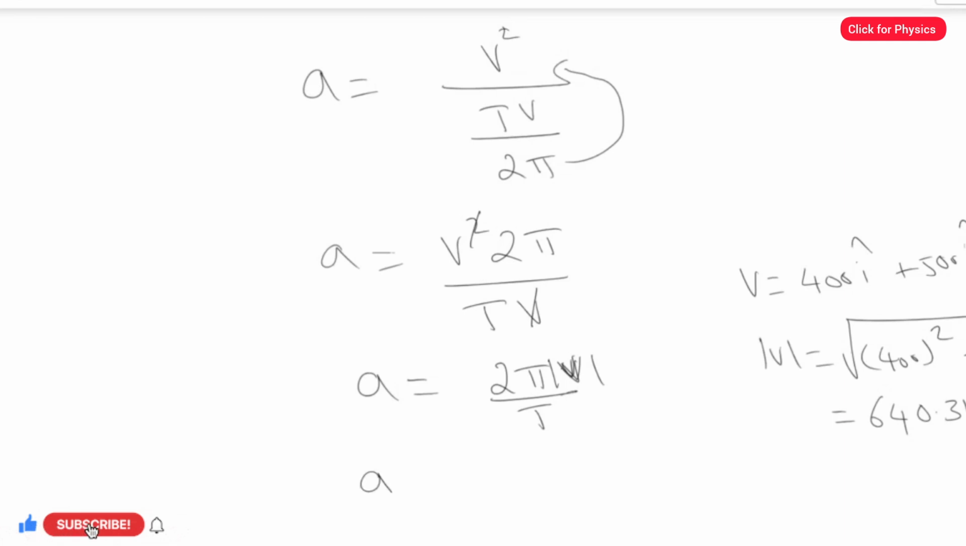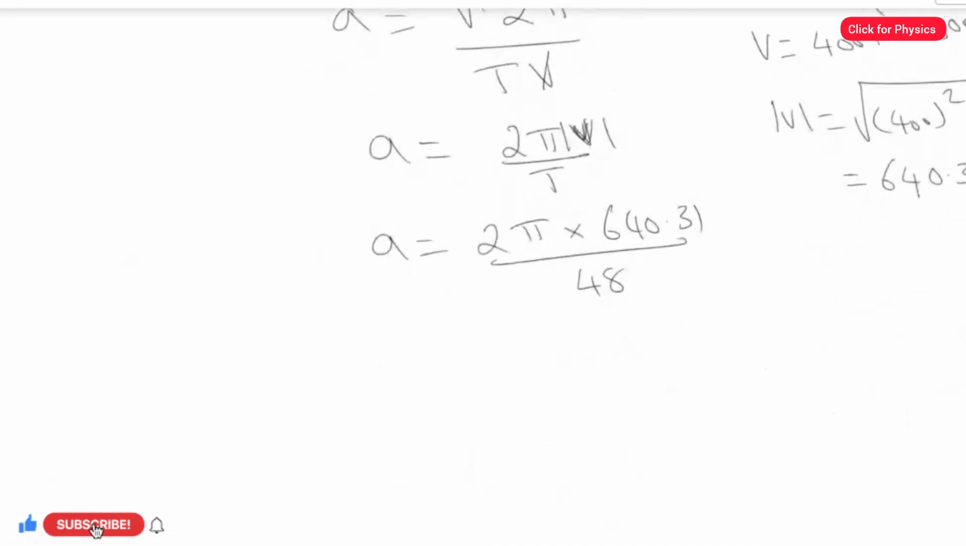Now I have to substitute the value: a equals 2 pi multiplied by 640.31 divided by the time period, because we said 24 plus 24, which is 48 seconds. Once you solve this part, you get the acceleration in meter per second square. Therefore acceleration equals 2 multiplied by pi multiplied by 640.31 divided by 48. I got the answer here as 83.82 meter per second square.